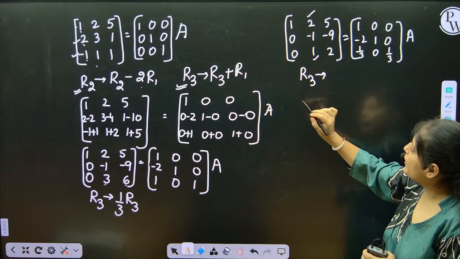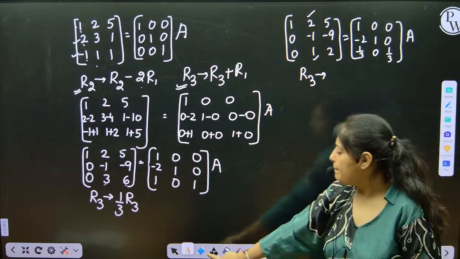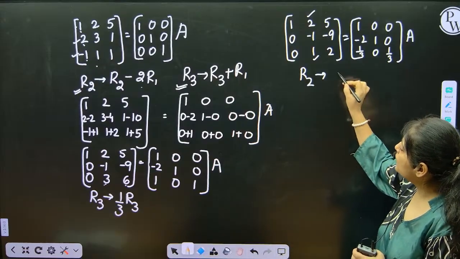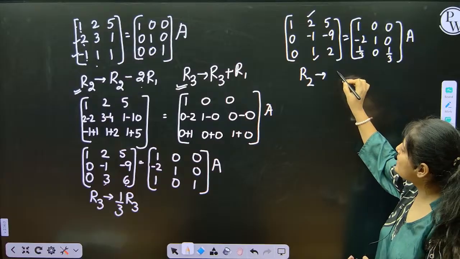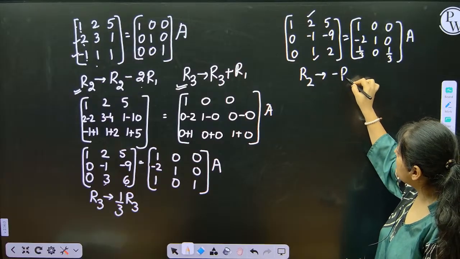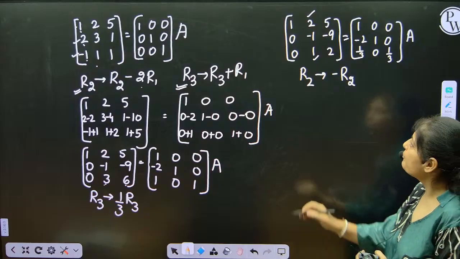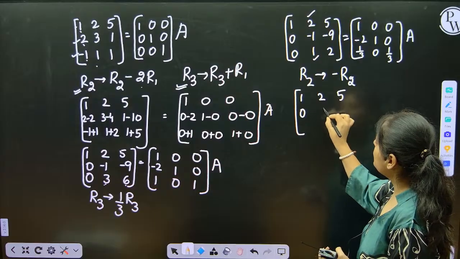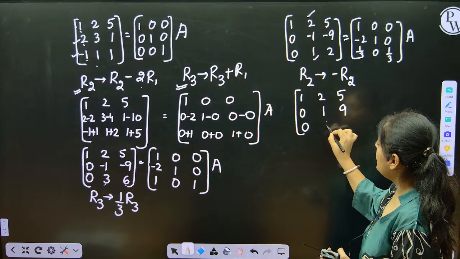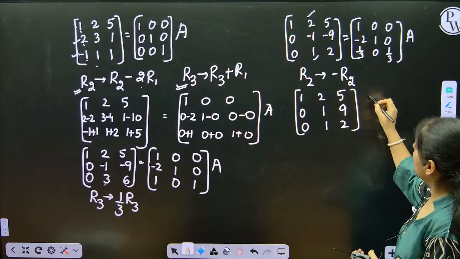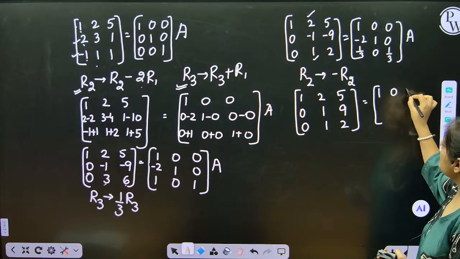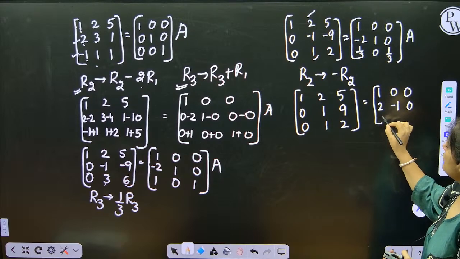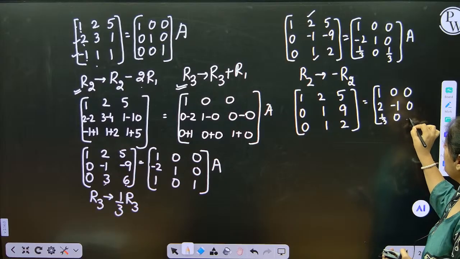So what I'm going to do is R2, first I'm changing R2. R2 I am multiplying with -1, or you can say R2 I am changing to minus of R2. So what will it become? 1 2 5 as it is, 0 1 2, and this will become what? 1 0 0 as it is. This I am multiplying with minus, so this will become 1 by 3, 0, 1 by 3.